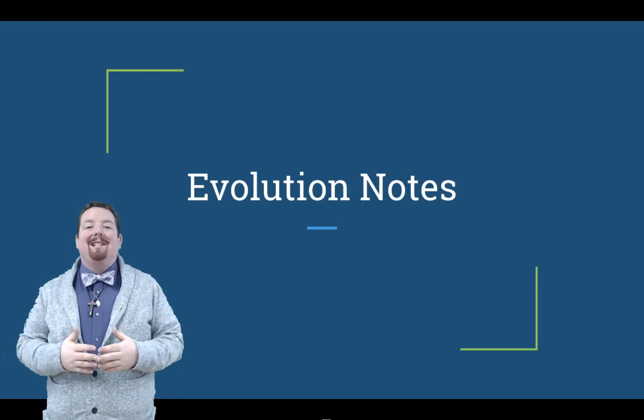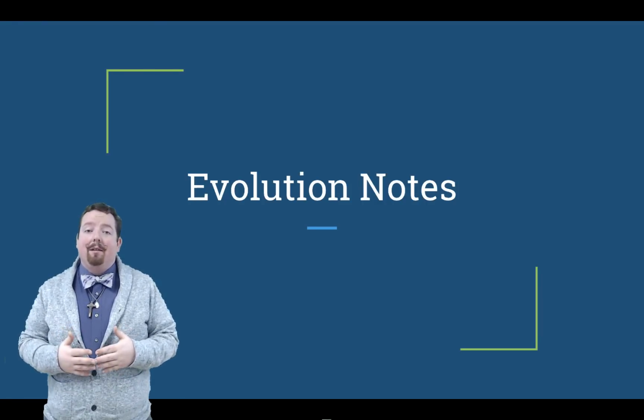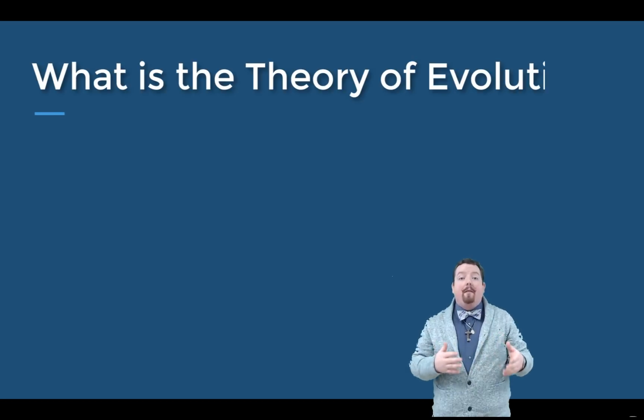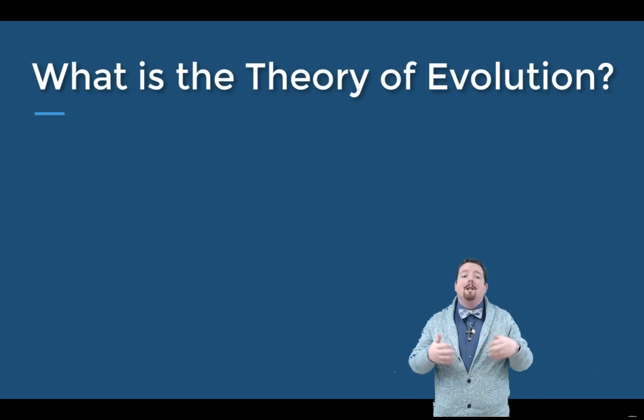Hi folks, today we're going to talk about the theory of evolution by natural selection. The theory of evolution came from thinking about the long-term effects of millions of years of natural selection on species.